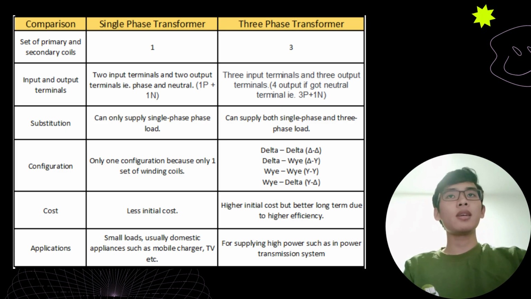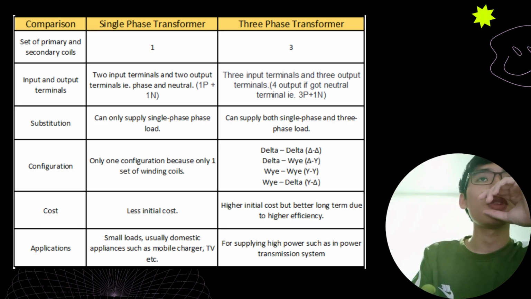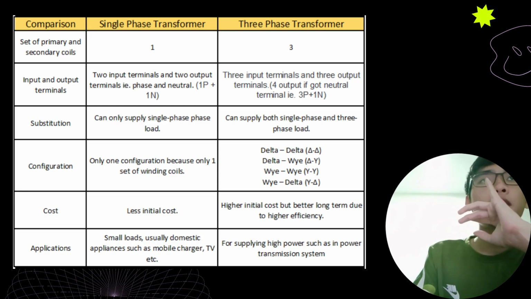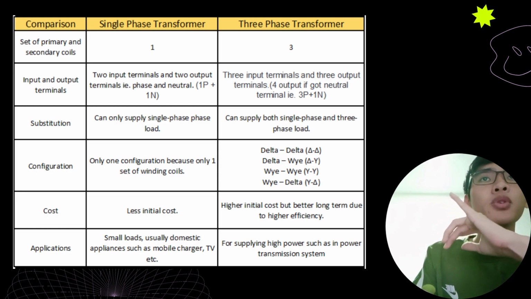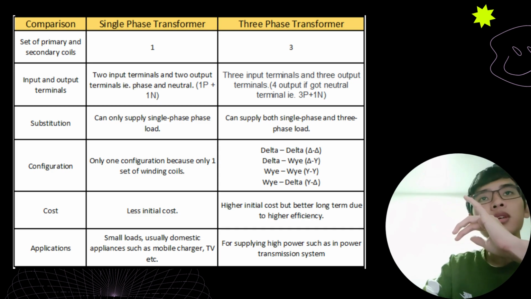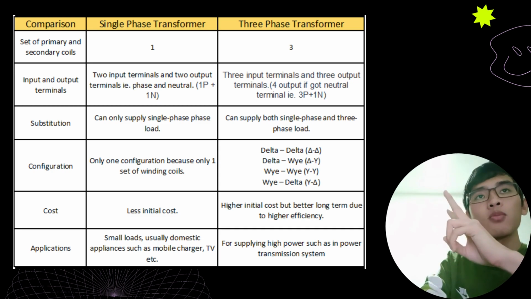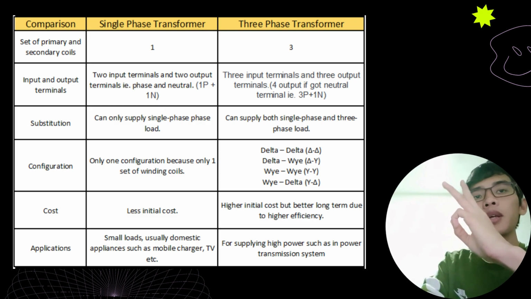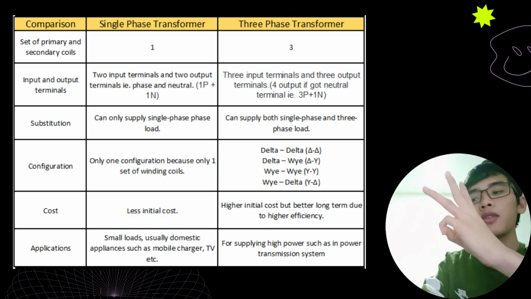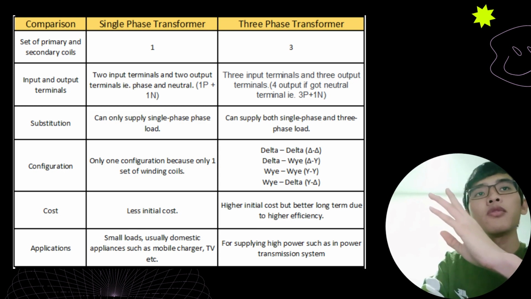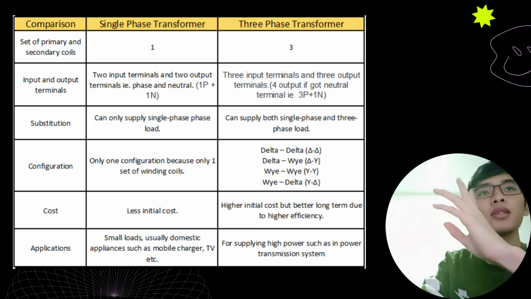To reiterate, this is the comparison table between the single-phase transformer and the three-phase transformer. For the set of primary coil, single phase has 1, three-phase has 3. For input and output terminals, a single-phase transformer has 2 input terminals and 2 output terminals, which is 1 phase and 1 neutral. For the three-phase transformer, we have 3 input terminals, since there are 3 sets of wire, and 3 output terminals. But it might also be 4 output terminals if we have the neutral terminal. This depends on the configuration. If we use delta-delta, delta-y, etc., it can have different output.